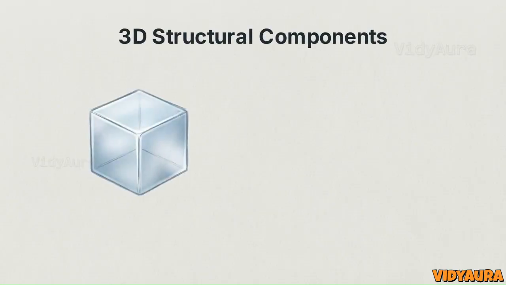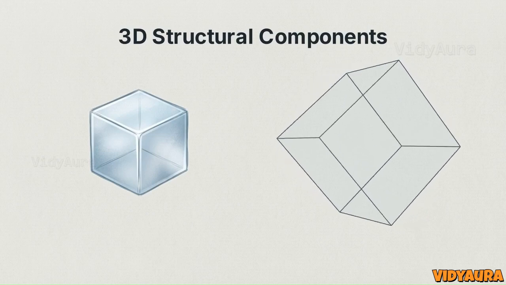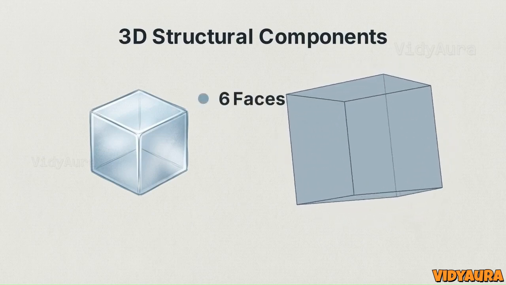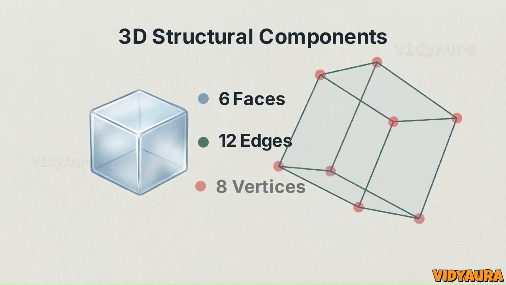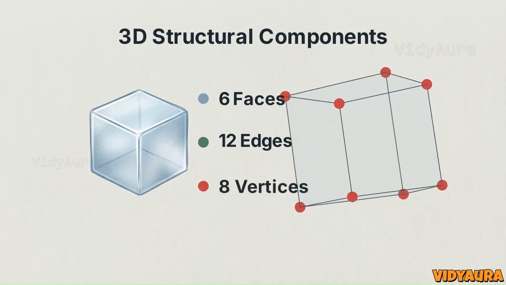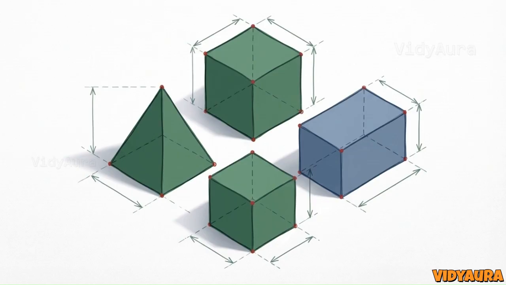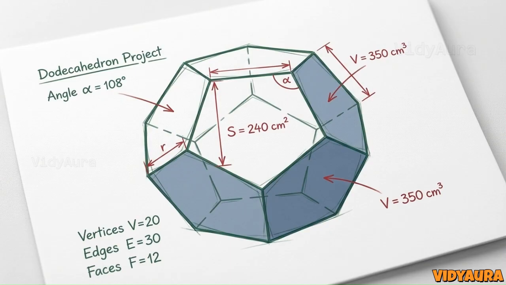We describe these objects using three specific terms. First are the faces, the flat surfaces of the shape. Edges are the line segments where two faces meet, and vertices are the corner points where edges intersect. Faces, edges, and vertices form the structural framework for every straight-sided 3D shape, or polyhedron. Mapping them allows us to measure and define the space the object occupies.